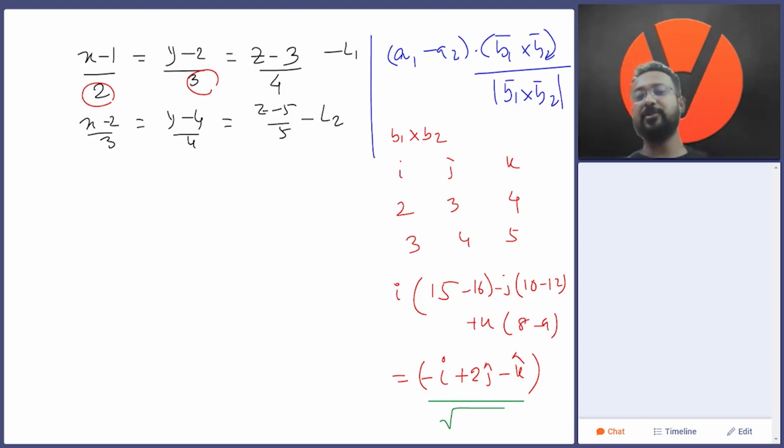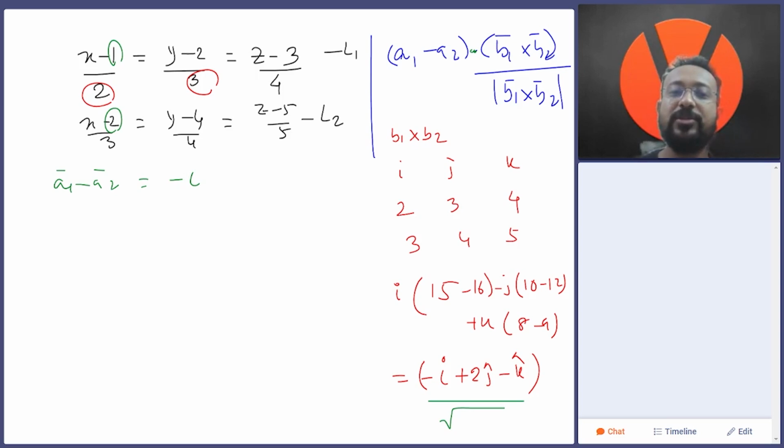So here I'm directly using the distance formula. First let's find out A1 minus A2 also. What is A1? Very simple. A1 is this vector. So 1 minus 2 is how much? Minus I. Then 2 minus 4 is how much? Minus 2j. Then 3 minus 5 is how much? Minus 2k. That is A1 minus A2 we got. So minus I.